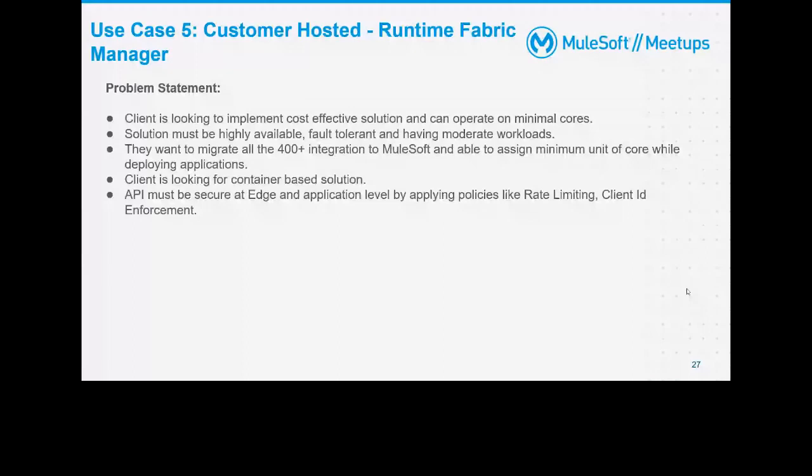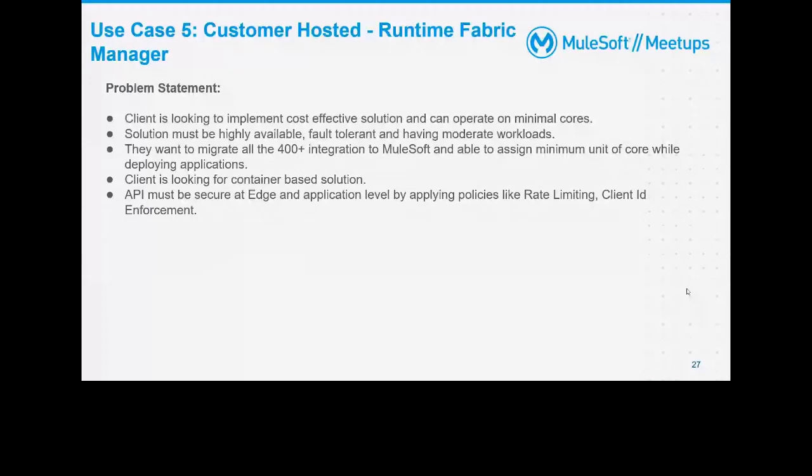So we have a solution called Runtime Fabric Manager, where we can deploy the application on 0.02 cores, basically, right? You can deploy the application on a minimum of 0.02 cores, whereas in cloud we require a minimum of 0.1 vCore. On premise here we just require 0.02 cores. So on 0.1 vCore we can deploy 5 applications here generally, right? So that is how the solution will look.